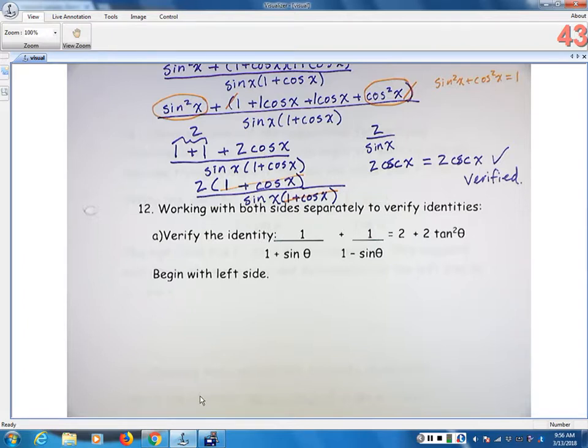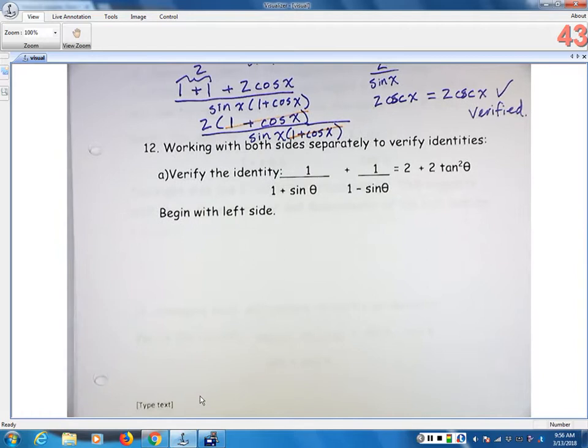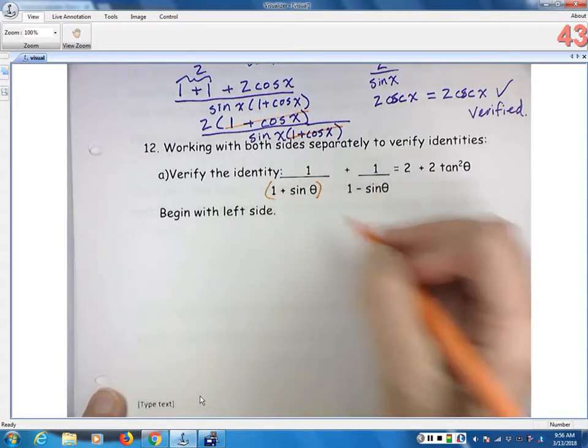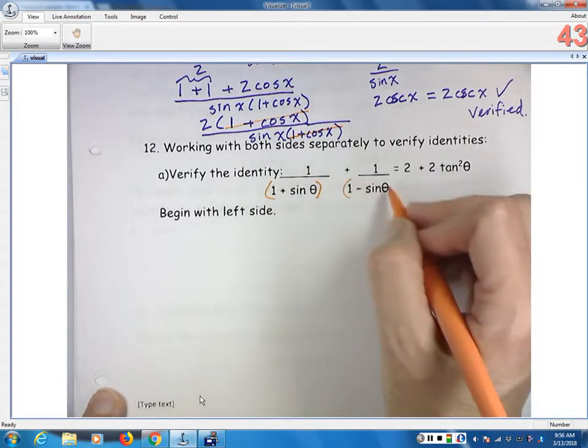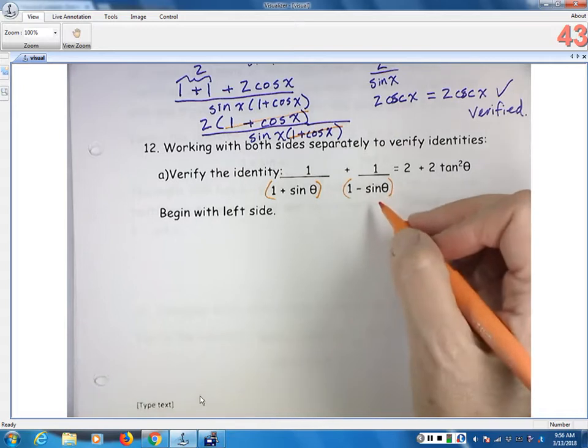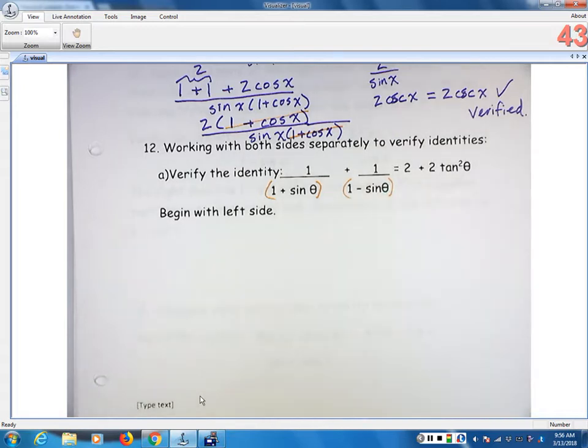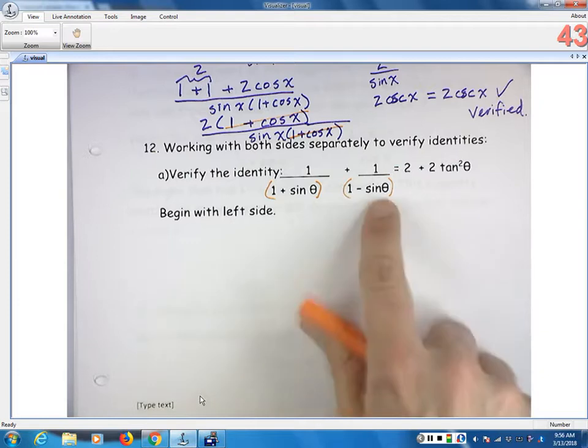Number 12, let's work through this one. Sometimes you may need to work with both sides separately to verify identities. So we're going to begin with the left side. So the left side is 1 over 1 plus sine x and 1 over 1 minus sine x. What's the least common denominator there? We're going to just multiply these.